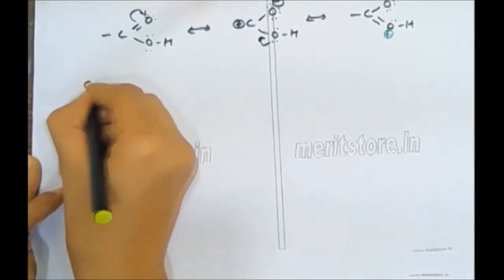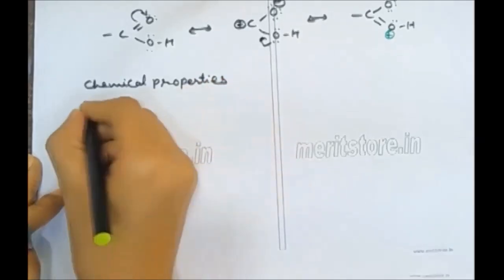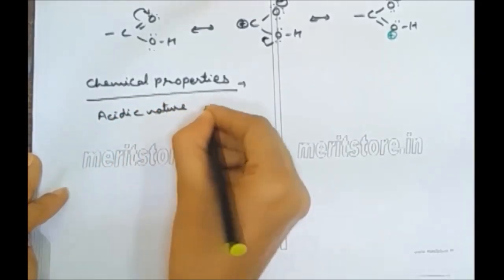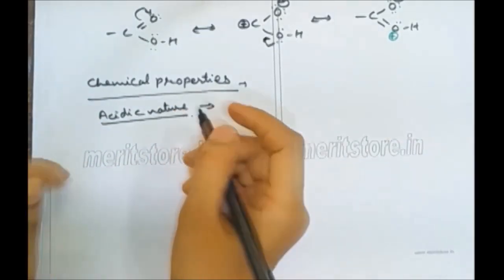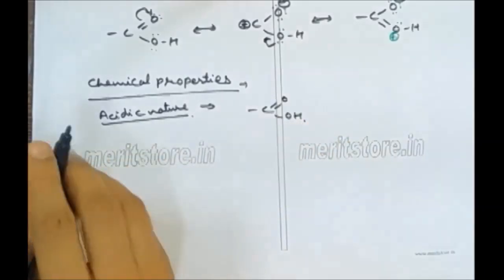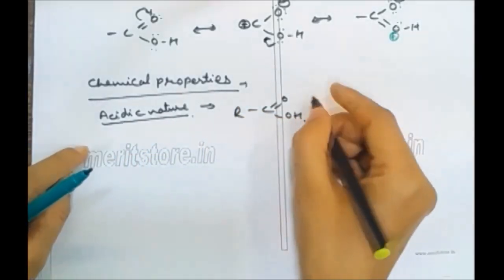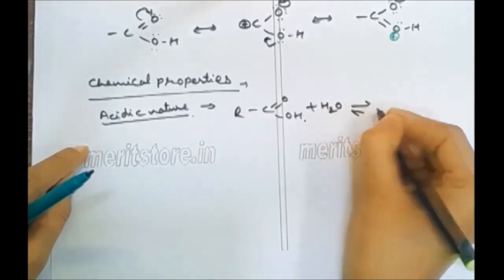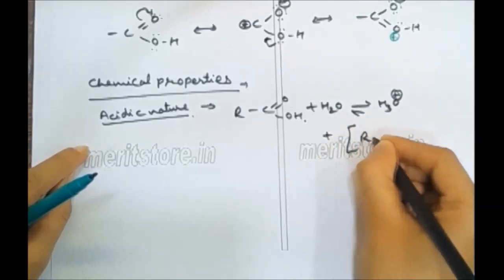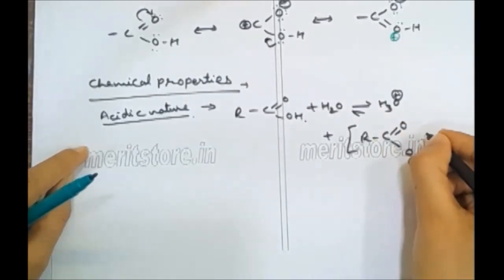Now, the chemical properties. First, we'll study acidic nature. Carboxylic acid dissociates in water to give resonance stabilized carboxylate anions and hydronium ions. This is a carboxylic acid. In water, it will give hydronium ions and the resonance stabilized carboxylate ion.